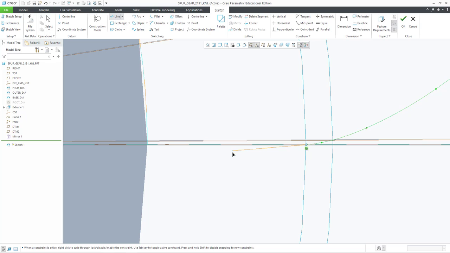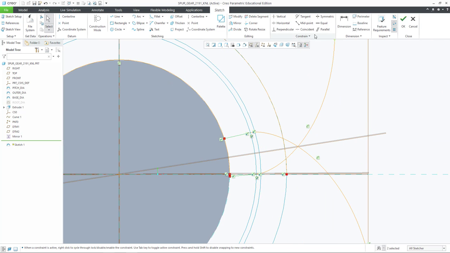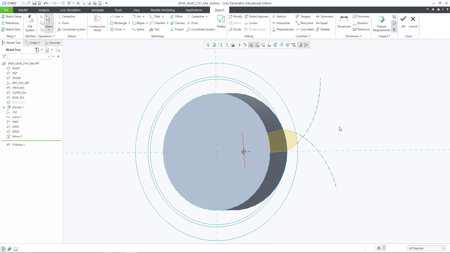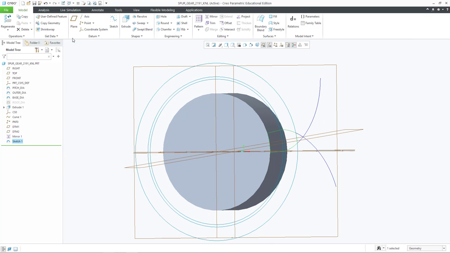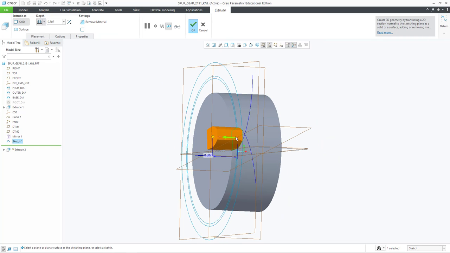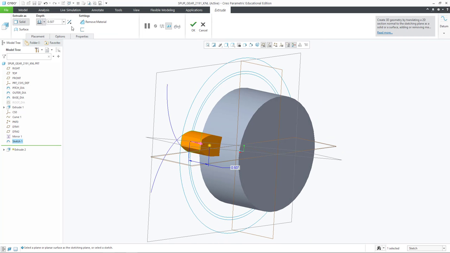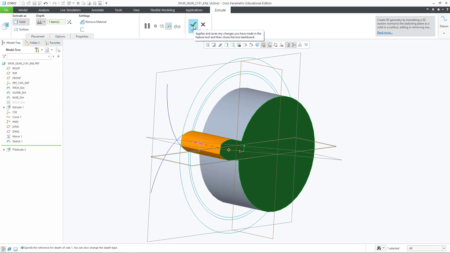Again, we're looking for tangent to the curve to the base. Use my corner tool to clean all this up, clicking inside the tooth geometry. We got a beautiful looking tooth there, and we'll extrude that to the base. You could also extrude it a depth of width.